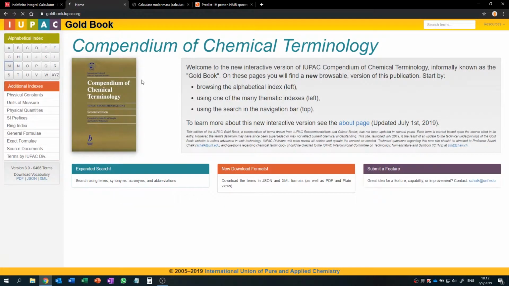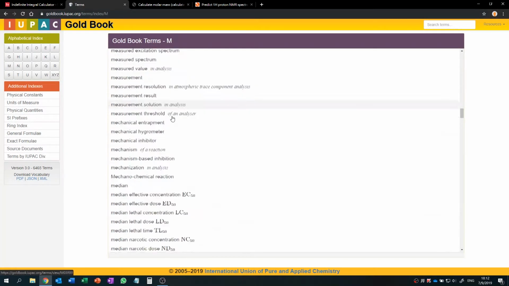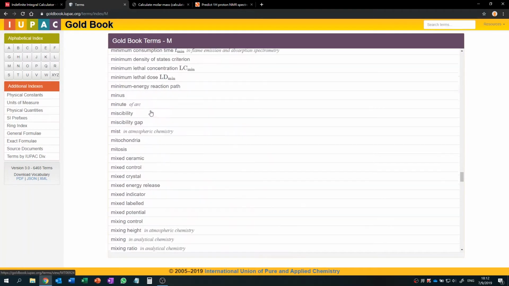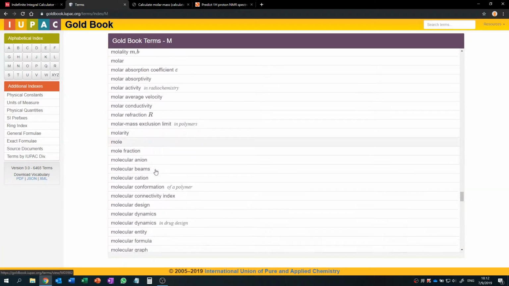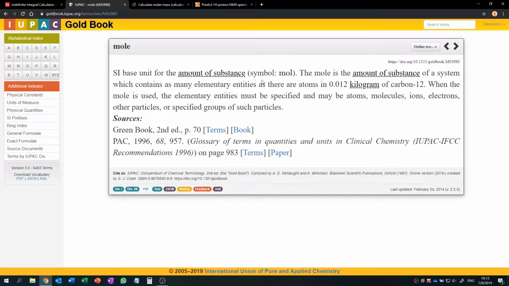So for example, here we can have a look at the definition of the mole. You can check it through the alphabetical index or just search it here. And then if we check mole, it will tell you the definition of mole and how it is defined in the sources indicated below.